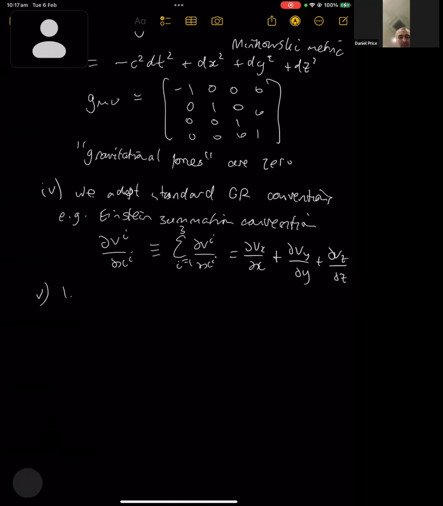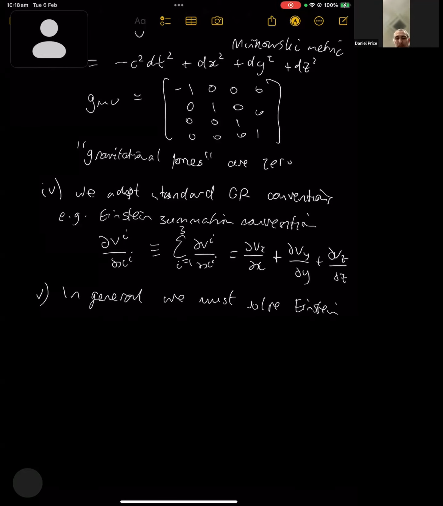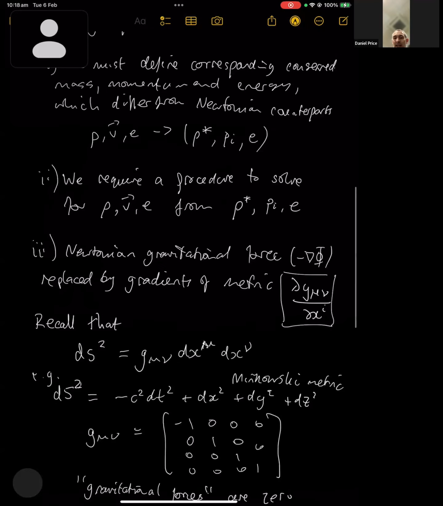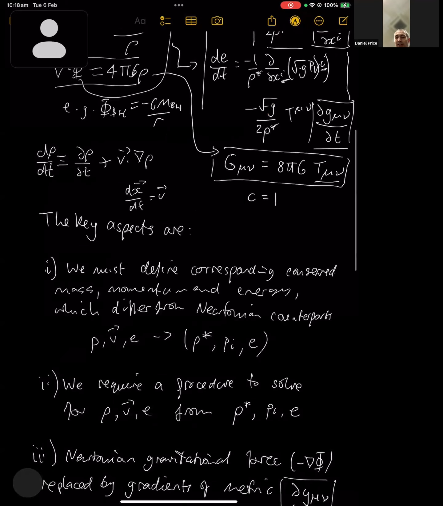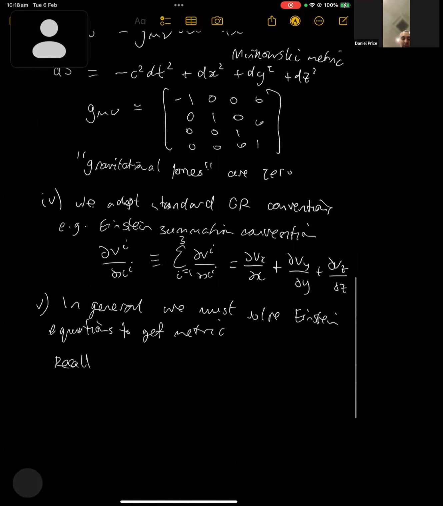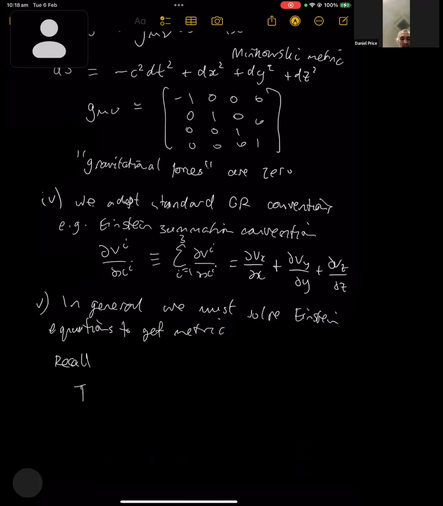So in general, we must solve Einstein's equations to get the metric. So what are Einstein's equations? Remember, what sits on the right-hand side is that T mu nu. We haven't defined that yet. The thing on the right-hand side of Einstein's equations is the stress energy tensor.